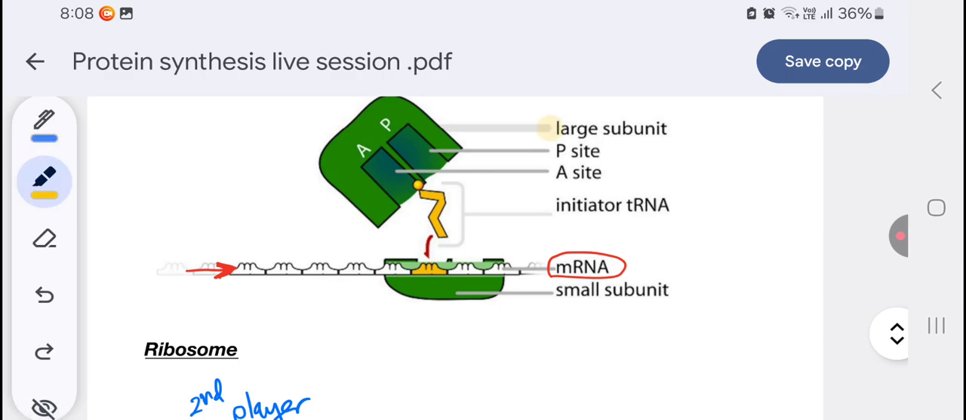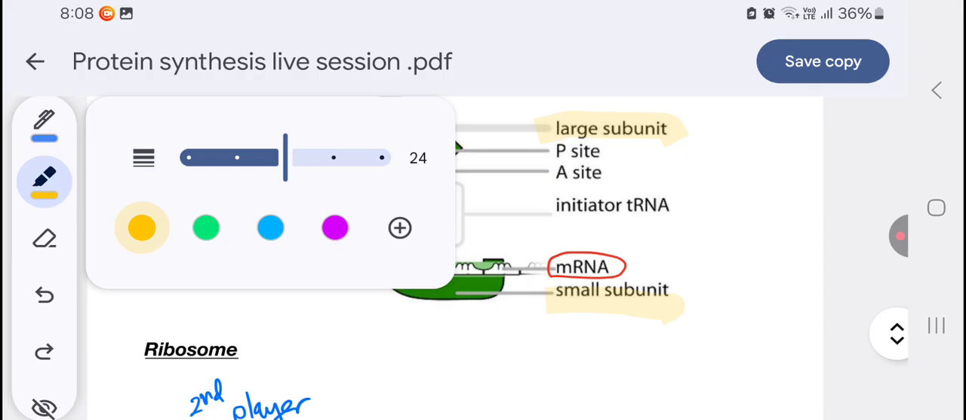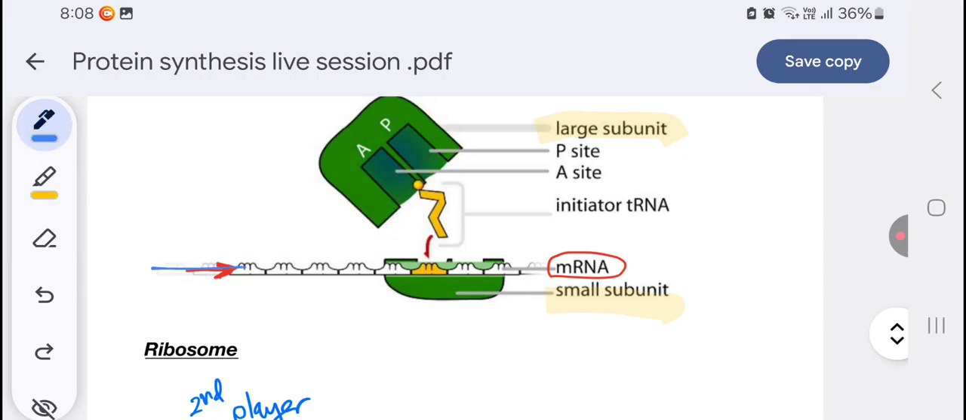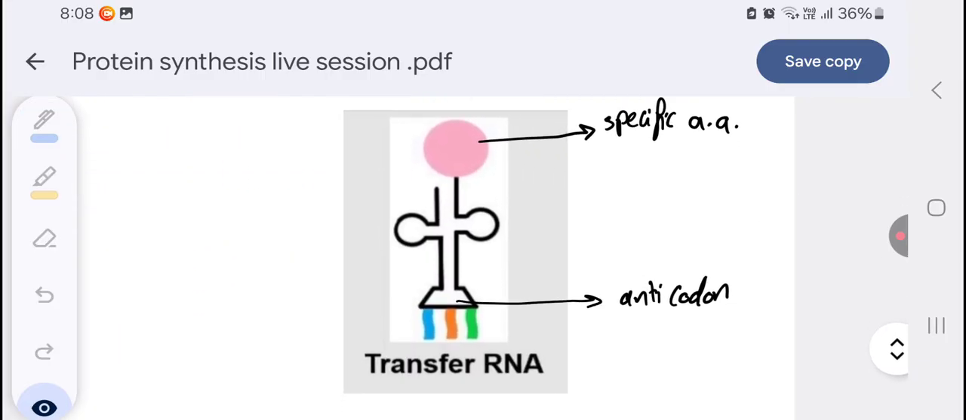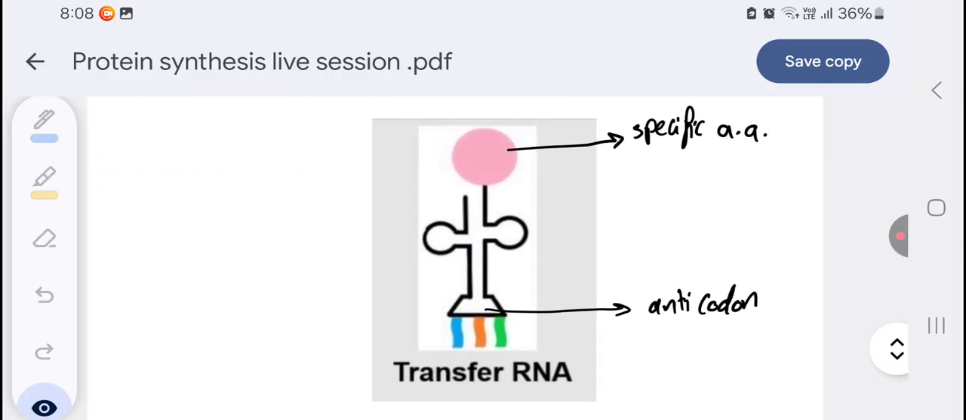It has a large subunit and small subunit, and then the messenger RNA passes through these two units. This is the second player, which is called the ribosome. The third player is called the transfer RNA.